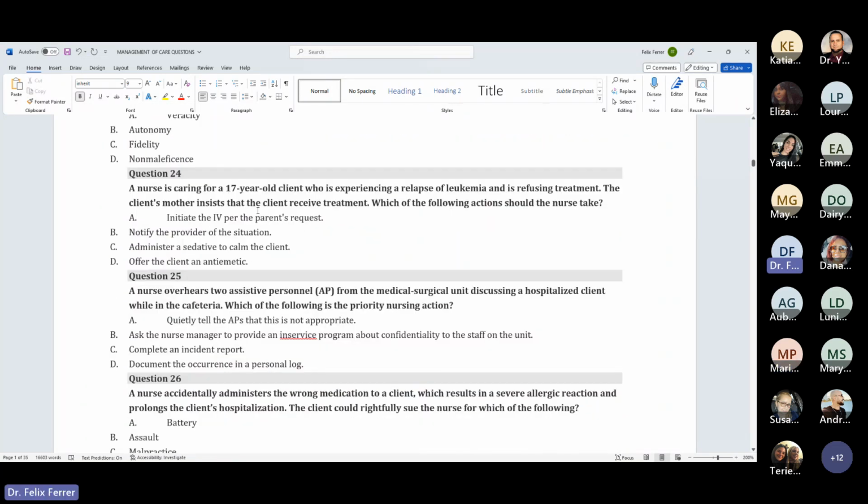24. This is a scenario for a 17-year-old client experiencing a relapse of leukemia and is refusing treatment. The parent wants the client to receive treatment. Which of the following actions should the nurse take? Is it B as in boy? Yeah. Notify the provider about the situation.